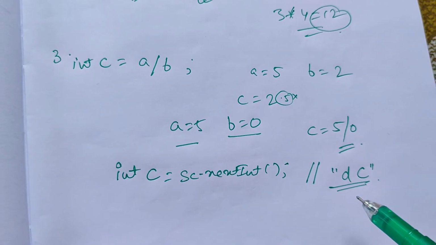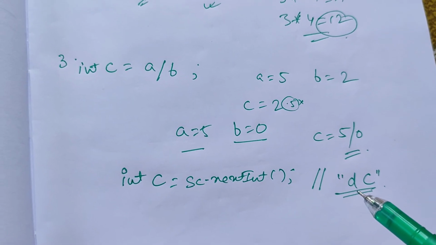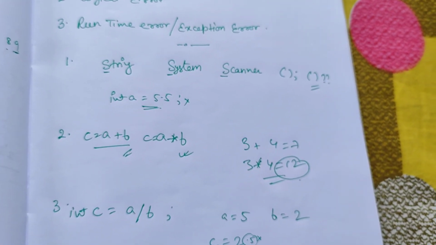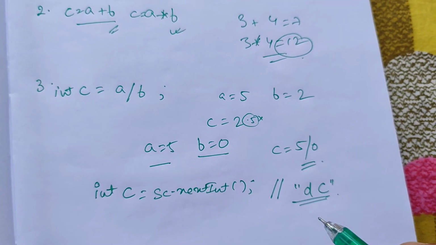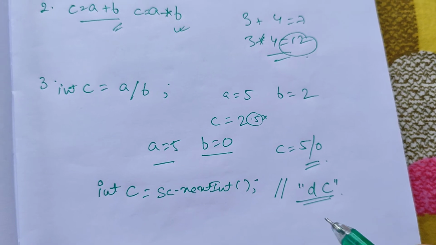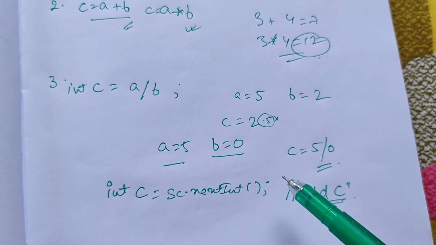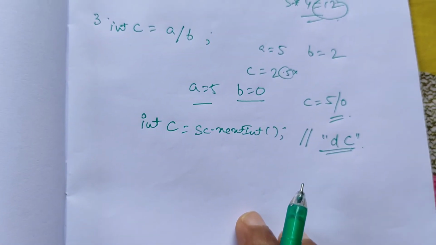It is also known as an exception error, because to avoid this type of error we can use exception handling. We can use the try and catch block. In later chapters we will learn this try and catch block, and another one is there, that is throws. Okay, so this is called exception handling. We will learn that one later. Now this type of errors are called runtime errors.